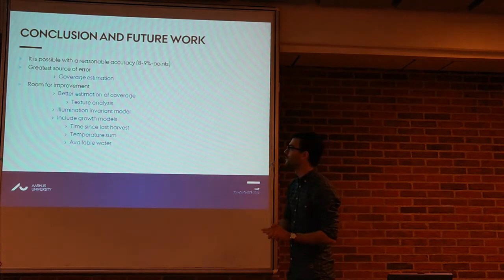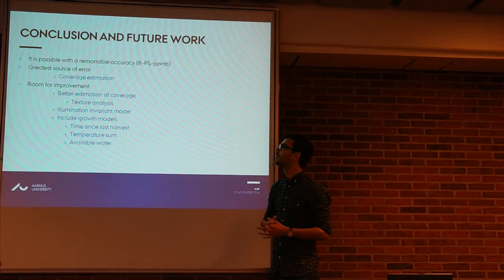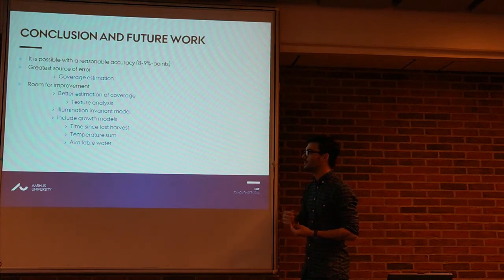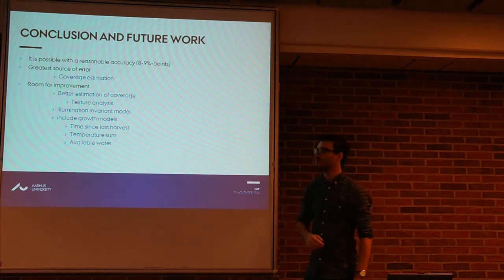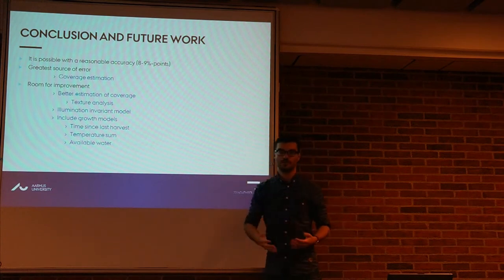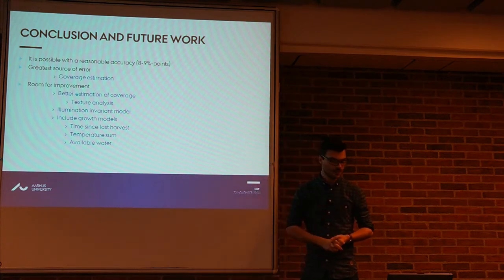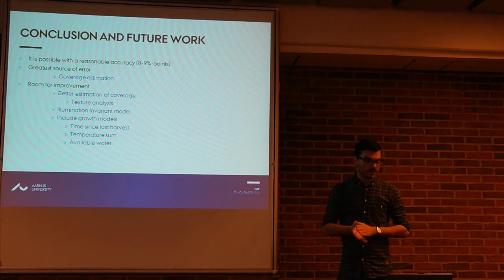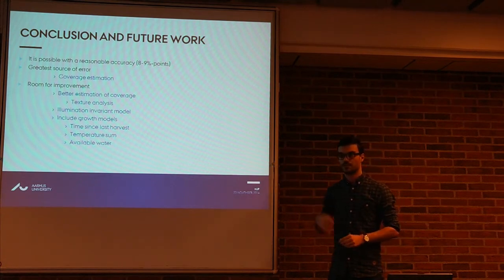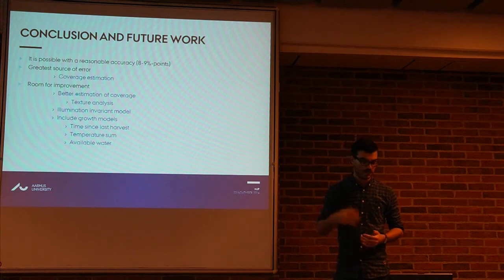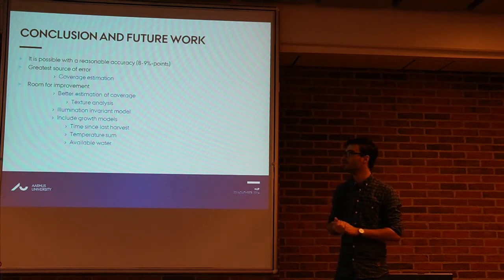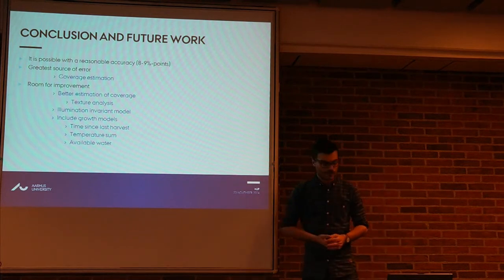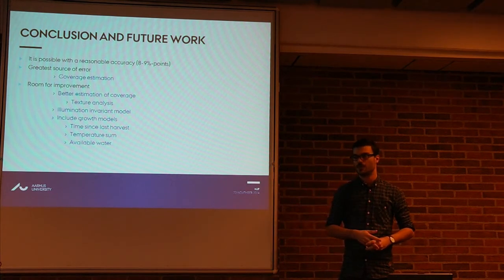To make a small conclusion, it's definitely possible, within a reasonable accuracy, to estimate the distribution. Some of the agronomic people I've talked to said they would really prefer if we could go down to 5%, because then they can really use it. 8 to 9% is still a little bit too much. Our greatest error source is this cover estimation, as we saw especially in the direct sunlight case because of the shadows. So a good place to look for improvement would be there. And I think that texture analysis would perhaps help a little bit.